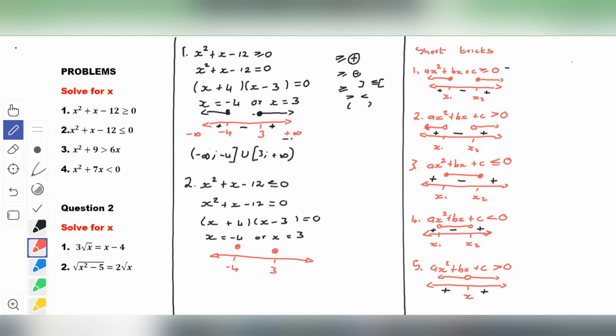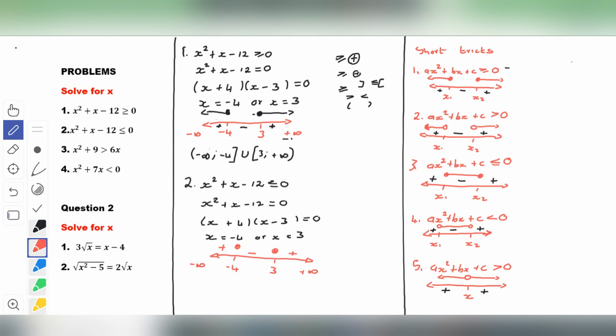After shading them, what do we do? We need to find the signs. How do we find the signs? Like I said, whenever we're finding the signs, we remember that here we have negative infinity, and here we have positive infinity. We are going to choose any value which is less than negative 4 and plug it into the original equation. After plugging it in, you're going to find that we have positive here, and here we're going to have negative, whereby you choose any value between negative 4 and 3, and also here we're going to have positive, right?